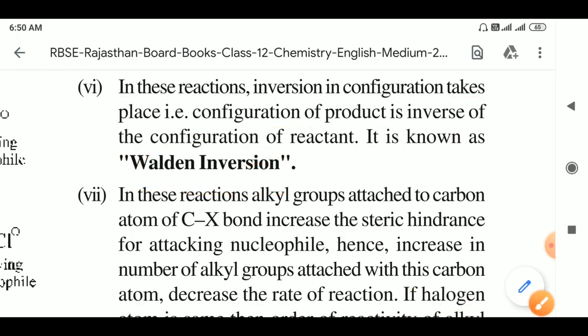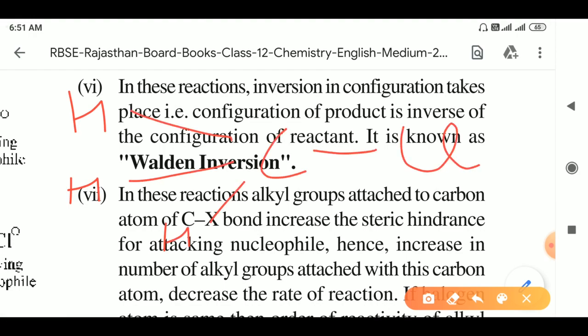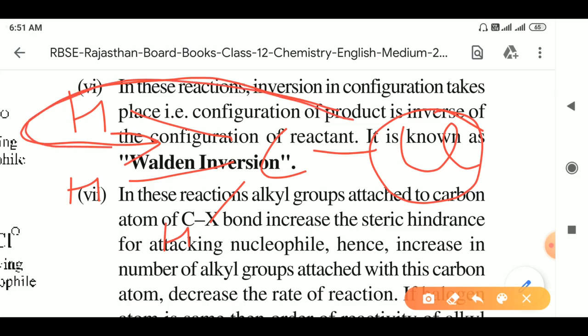Now, what do we mean by inversion of configuration and Walden inversion? Inversion means invert, just opposite. Clear? Listen, that is the reactant, with H and H and Cl. That is CH3Cl, the reactant of an SN2 reaction. When the nucleophile OH minus attacks the carbon atom from the back side, Cl is removed in the form of Cl minus as a leaving group. That line is important: OH minus attacks from the back side.